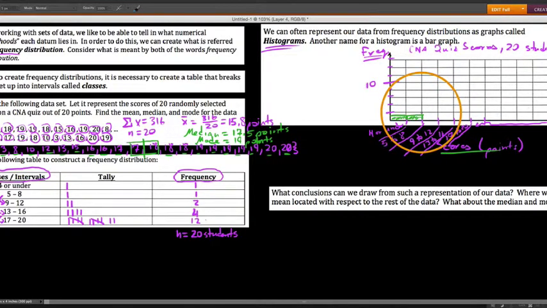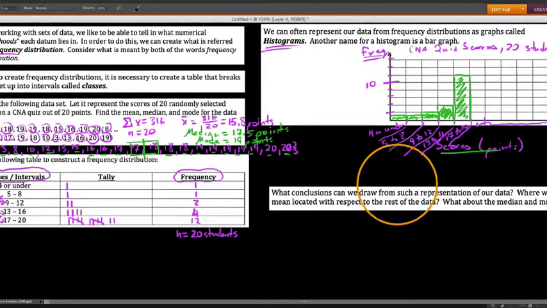The next class had a height of 2, so we say 2 here. And then the next class has a height of 4, so we say 4. So here's my bar that is a height of 4, and then the last one has a height of 12, which is this right here. We say 12. So if we color this in, we can ask some questions now.